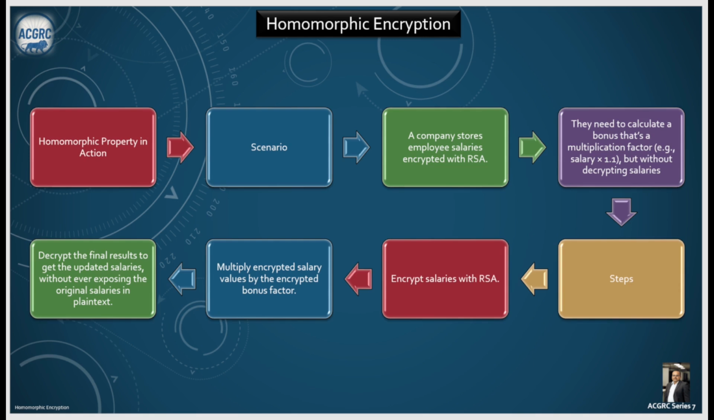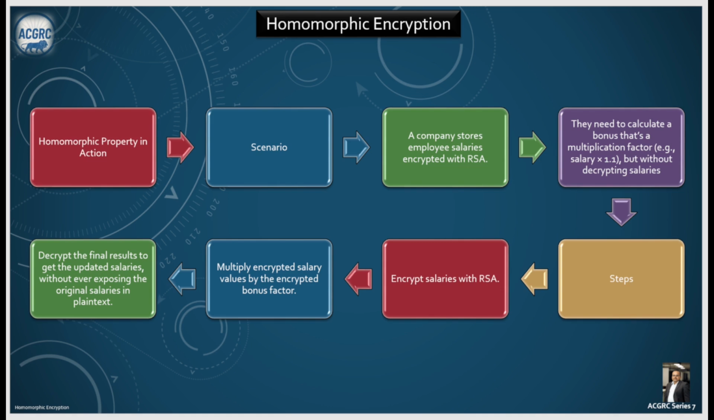Scenario: a company stores employee salaries encrypted with RSA. Now they need to calculate a bonus, which is a multiplication factor. For example, salary times 1.1, but with the condition of not decrypting individual salaries. So what they do is encrypt the salaries with RSA, and multiply the encrypted salary value by the encrypted bonus factor. The bonus factor is also encrypted. So salaries are encrypted, bonus numbers are encrypted, and they multiply both.